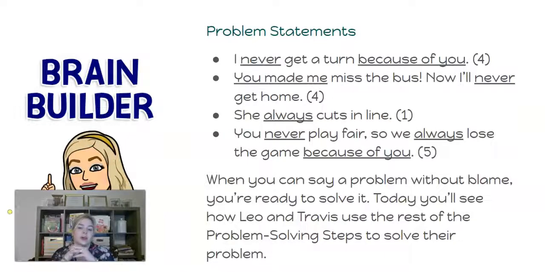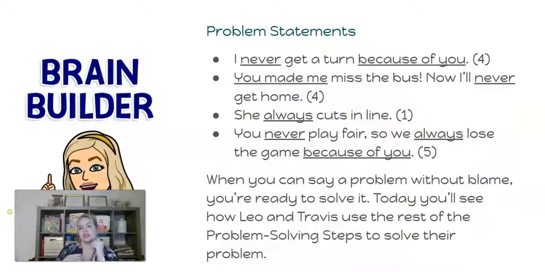When you can say a problem without blame, you're ready to solve it. Today, you're going to see how Leo and Travis use the rest of the problem solving steps to solve their problem. Let's try another one. You always go first on the slide, and because of you, I never get to go first. Let's think about that. You always go first on the slide, and because of you, I never get to go first. Never. There were five in that, right? Or, you call me names and you make me mad. You made me, you. Those are all blaming, right?